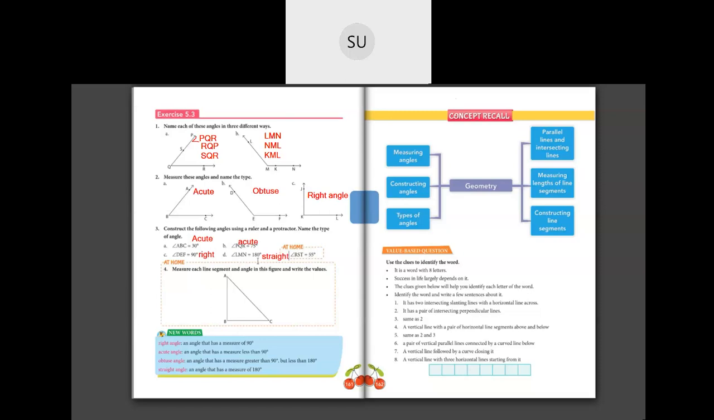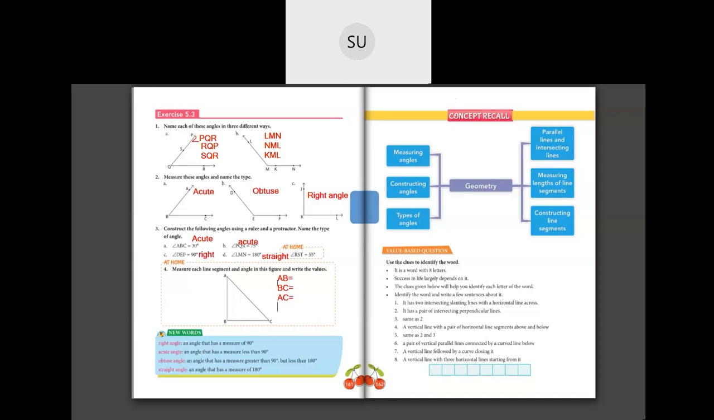Now, same way, do question 4 for homework. Okay, they have told, measure each line segment and angle in this figure and write the value. So, this is a triangle, right? So, triangle has three sides. So, measure the length of the three sides. So, here, you have to measure length of AB, length BC, and length AC. And also, you have to measure the three angles over here. Okay, measure and write the values, all right?